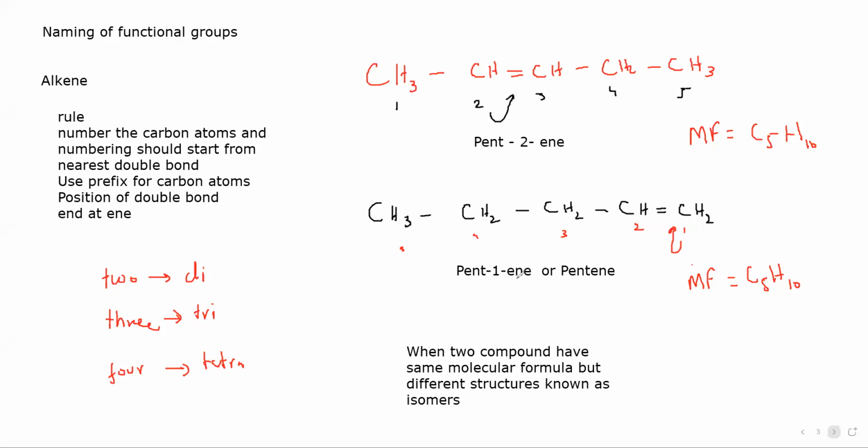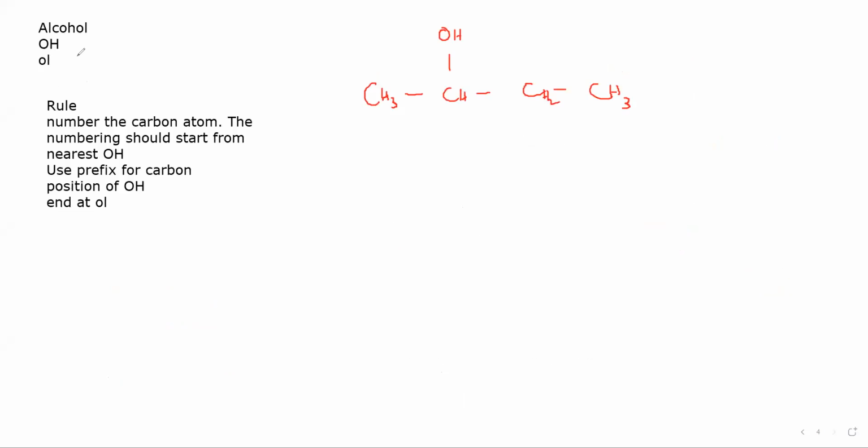So the next one is alcohol. Alcohol means the OH group is there and the name should have OL. Number the carbon atoms. So when we number the carbon atoms, 1, 2, 3, 4. Second position, I have OH. If I count from the right hand side, 1, 2, 3, 4. Third position, I have OH.